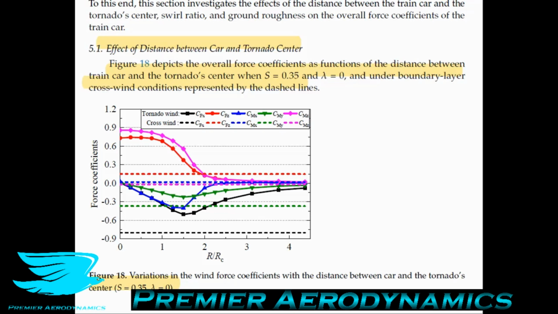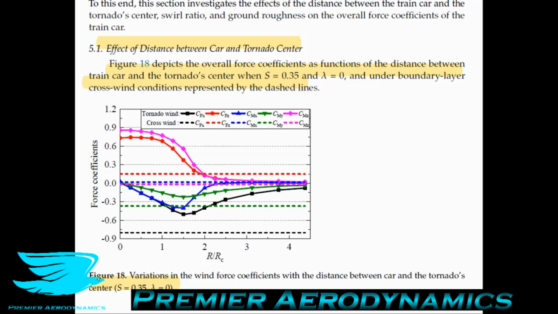So that makes sense. As the distance between the train car and the tornado center increases, the side force increases due to the combined effects of the pressure drop and tangential wind velocities. I should note that we're looking at the overall forces, but later in this podcast, we're going to go into the forces in more detail.